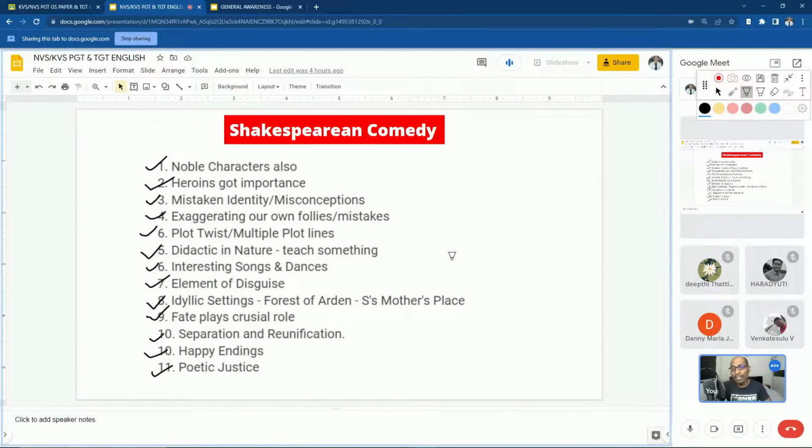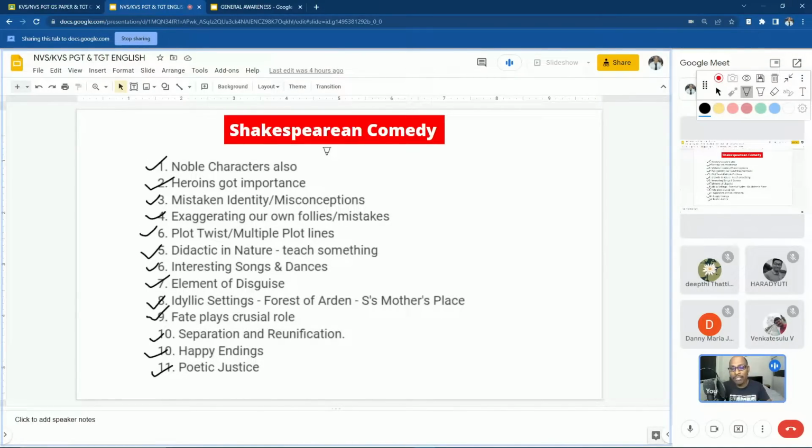Like we compared, we have Shakespearean tragedy written by A.C. Bradley. We have to study Shakespearean comedy features also, because they may ask you a question about which one is not a feature of Shakespearean comedy. So let me quickly revise the Shakespearean comedy features. Noble characters are also part of this play, and even ordinary characters make fun of the noble characters in this play, but not in tragedies. Noble characters will not be criticized by the ordinary characters.